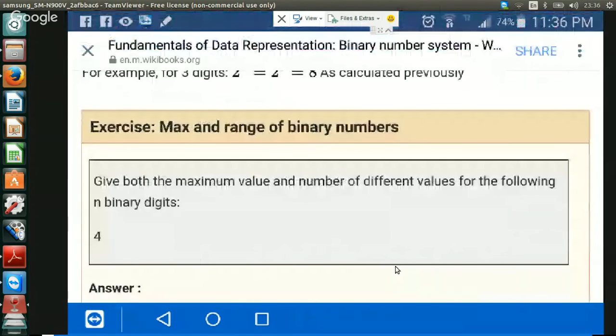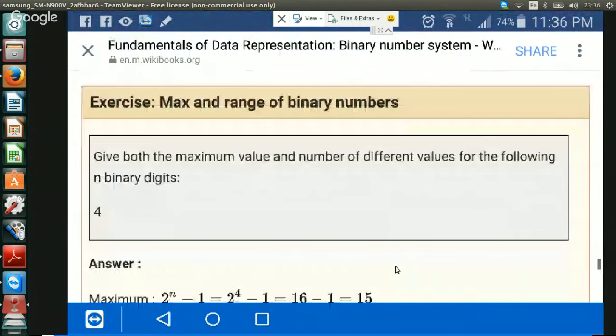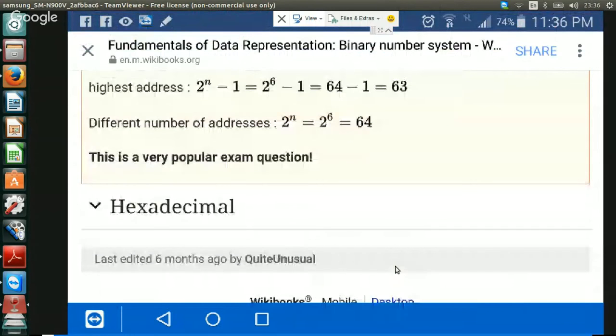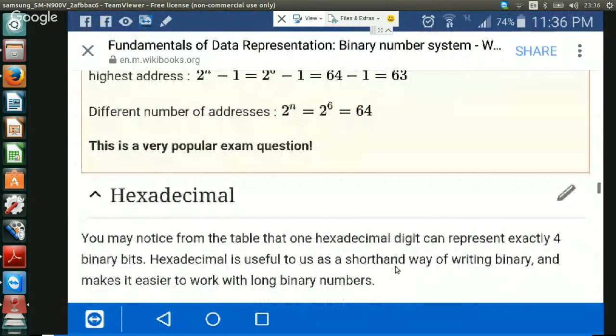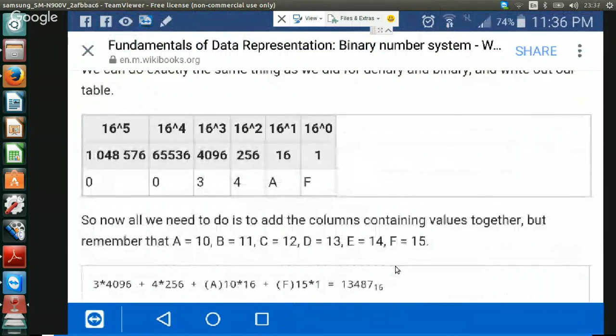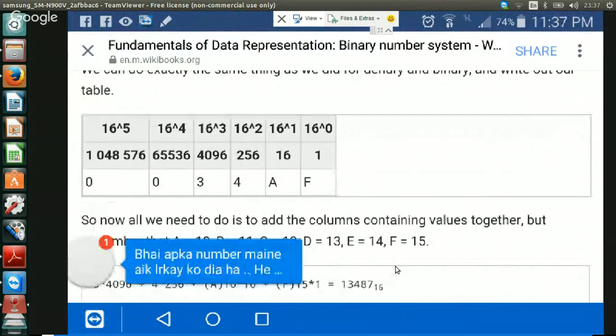Max and range of binary numbers. We have done it, the thing that we have already done. Some practice questions. Now the hexadecimal number system. How many values does a hexadecimal number have? It has from 0 to F. It has 16 numbers.